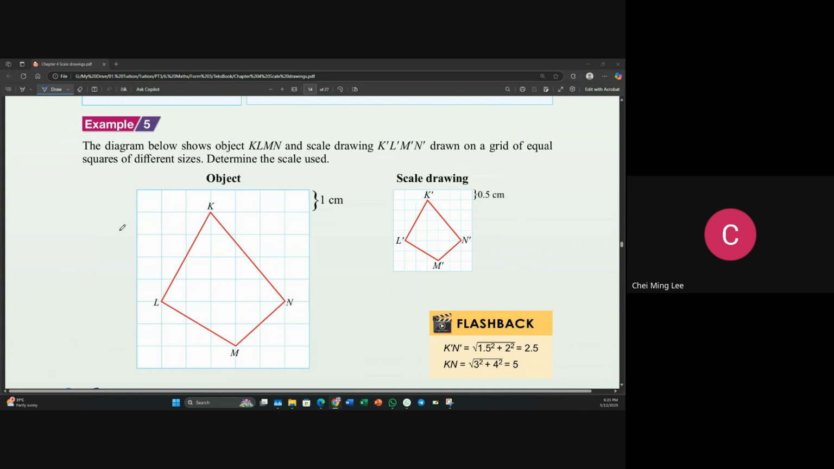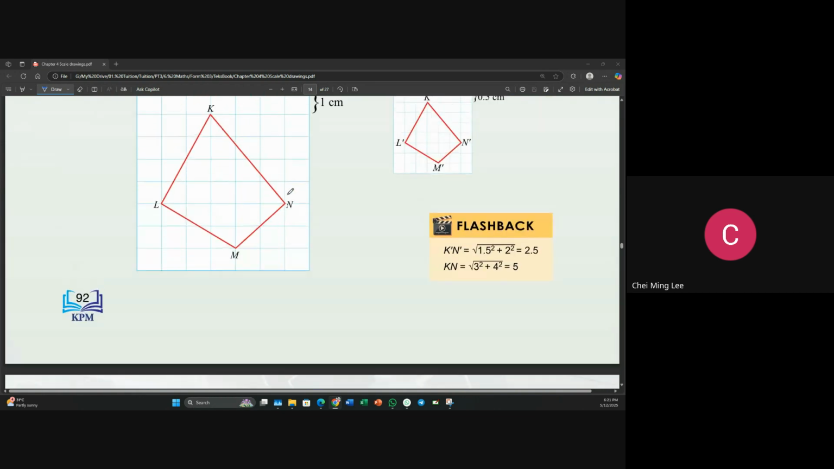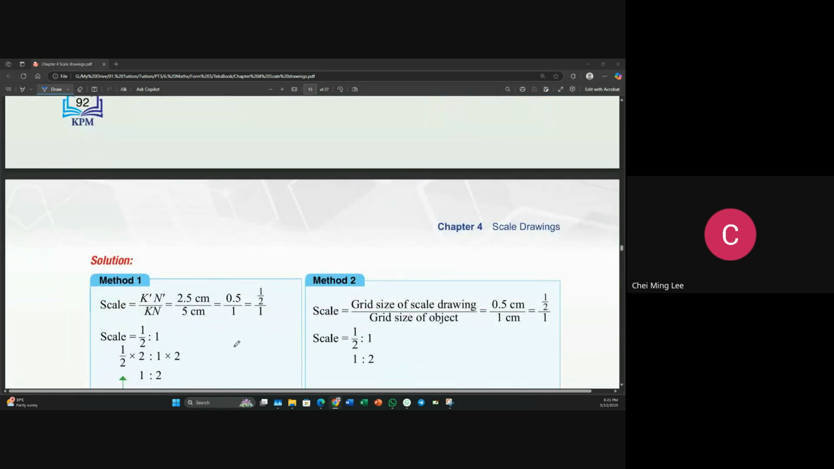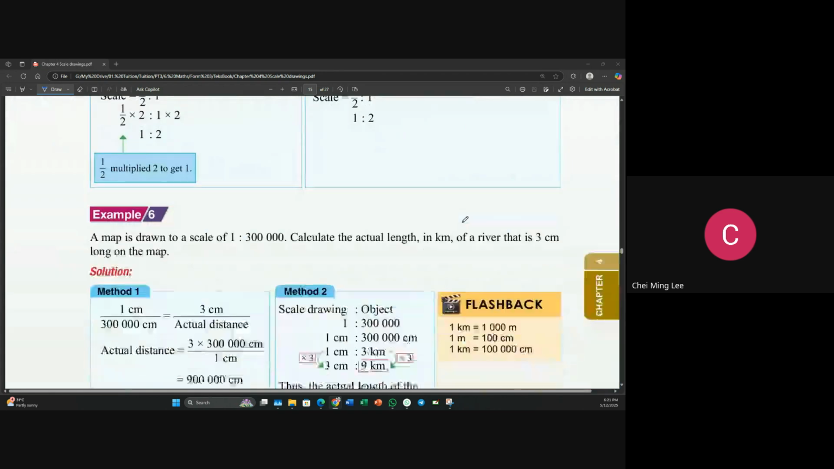Good. So let's see. How many units are here? Wait, this is 1 and 0.5. You see, this is 2 units. This one also 2 units. So we can straight away use this one, right? Yeah. So 0.5 divided by 1, you get half to 1, then the whole thing times 2, both sides times 2, so you get 1 to 2. Right? Pretty easy. All right, now let's see.